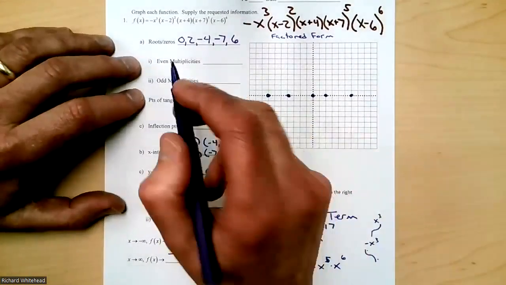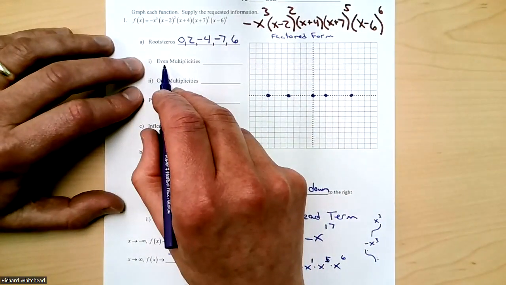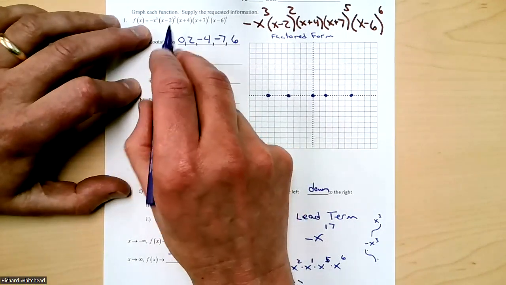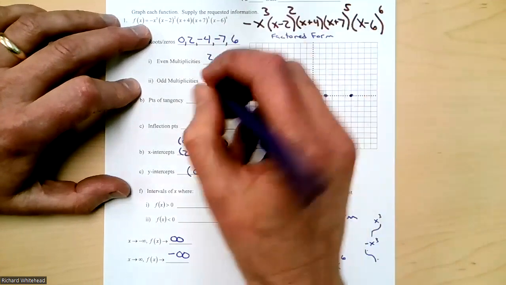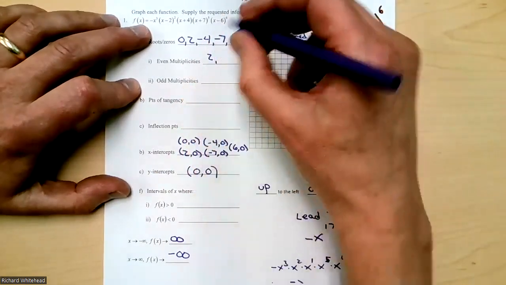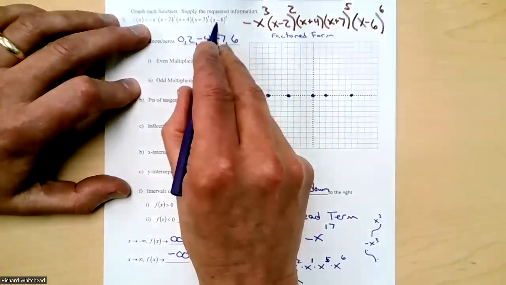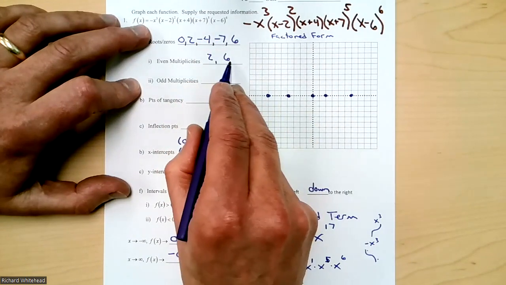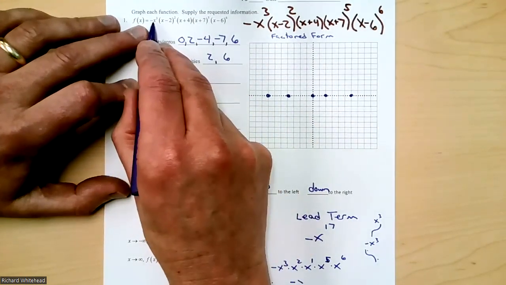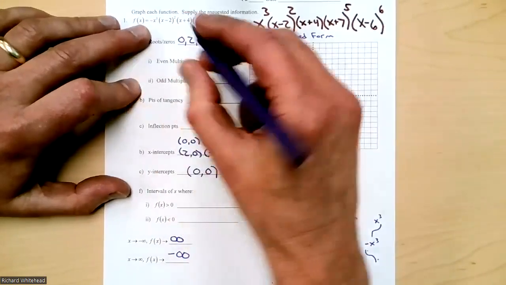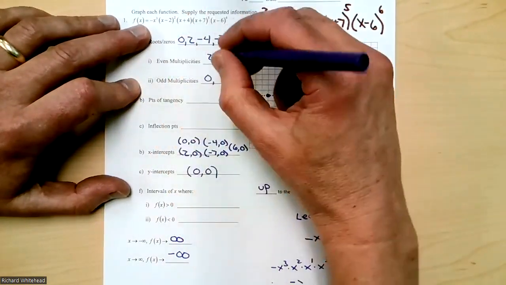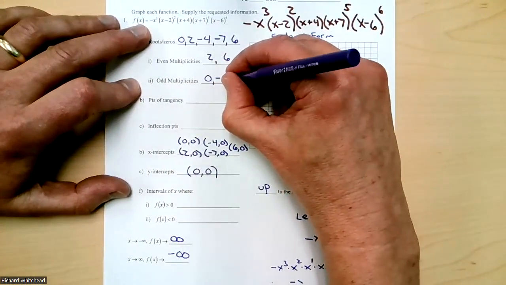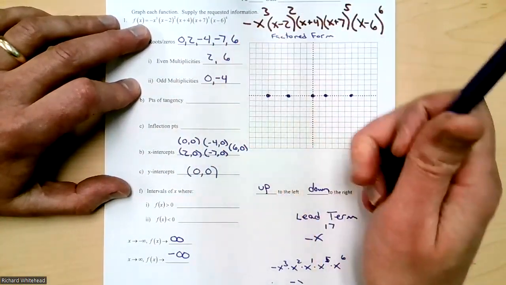Okay, so we look at this and see who has the even multiplicities. x minus 2 was squared, so 2 had an even multiplicity, and 6. The x minus 6 is to the 6th power, so that's even. 0 had a third power, the x by itself, that was odd, third power. The 4, I'm sorry, the negative 4, okay, I just messed up.